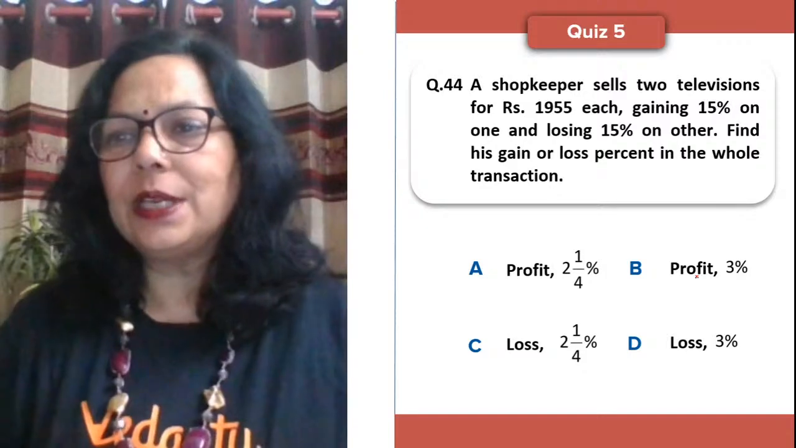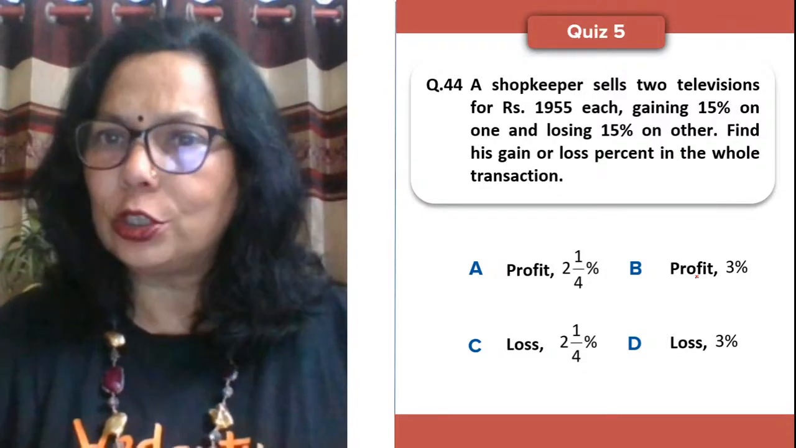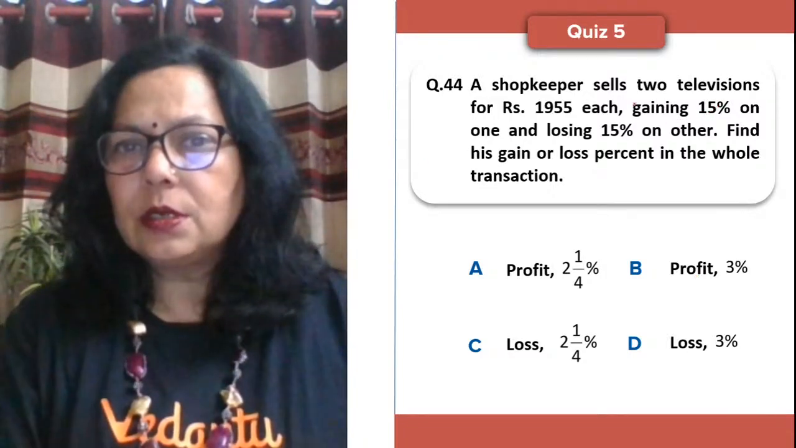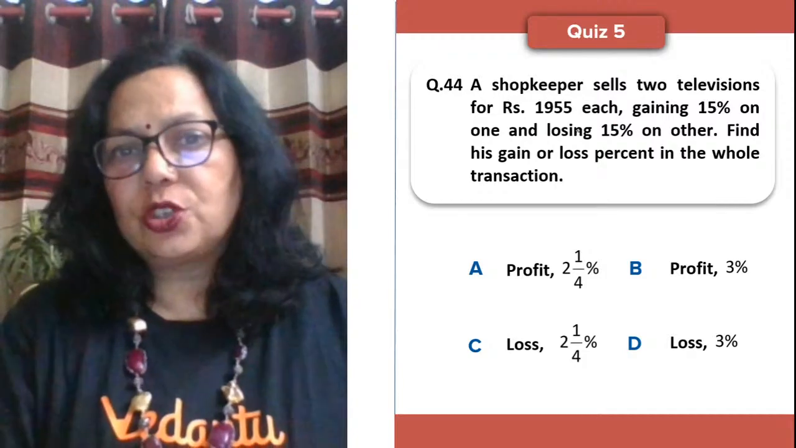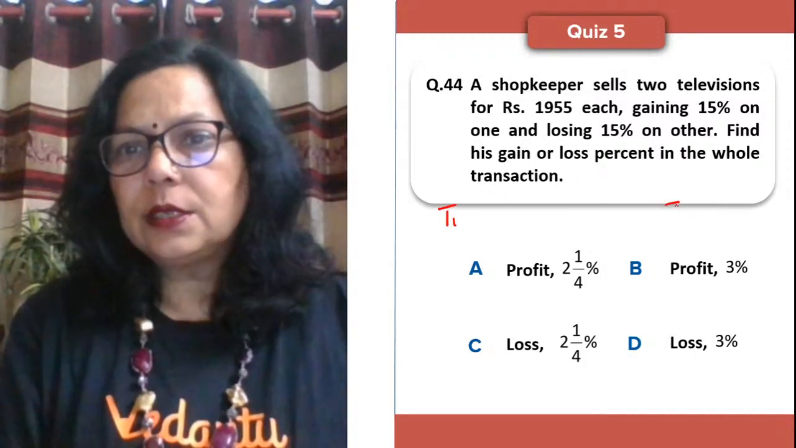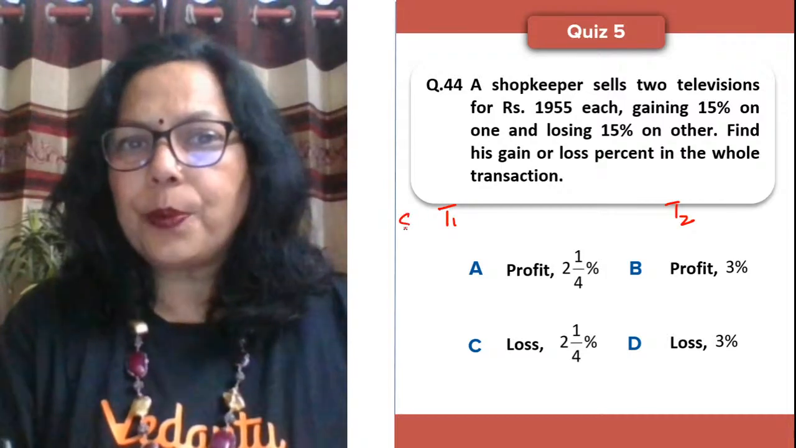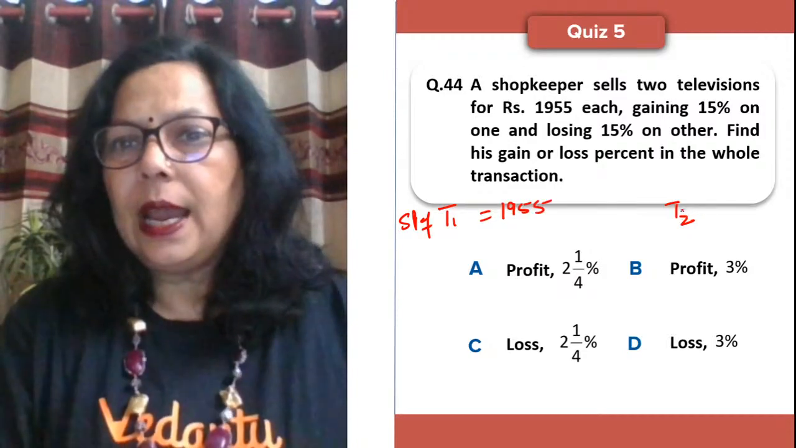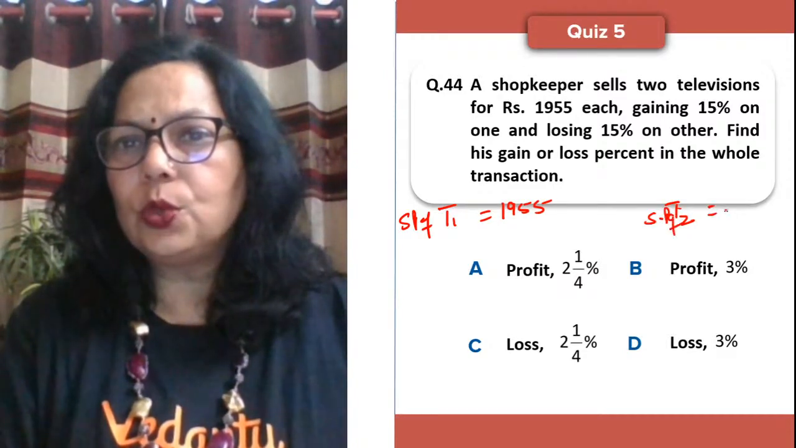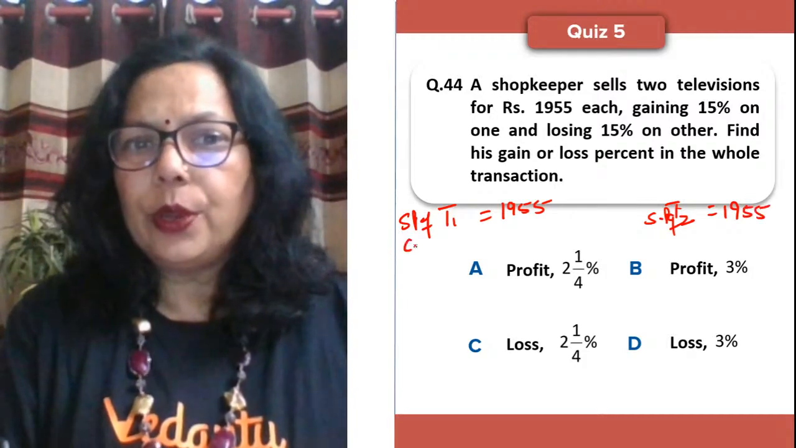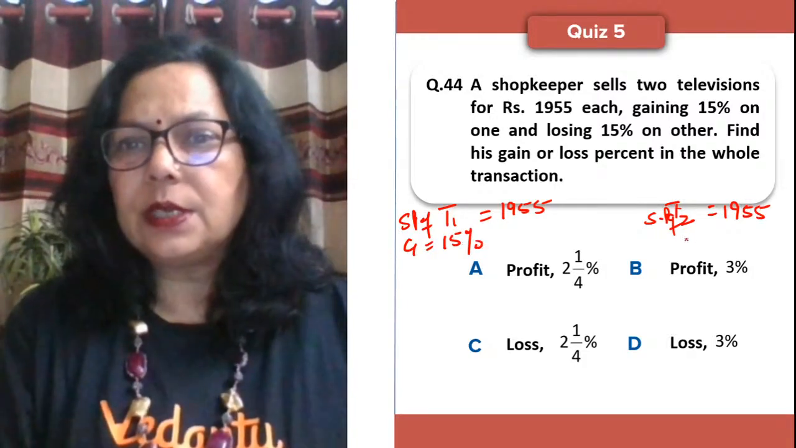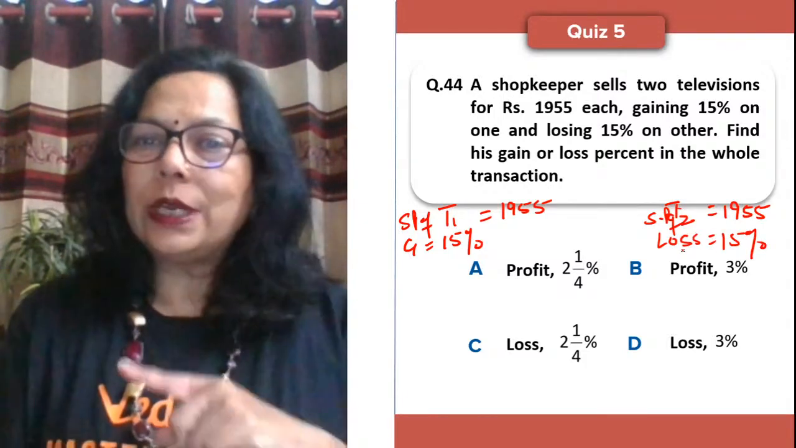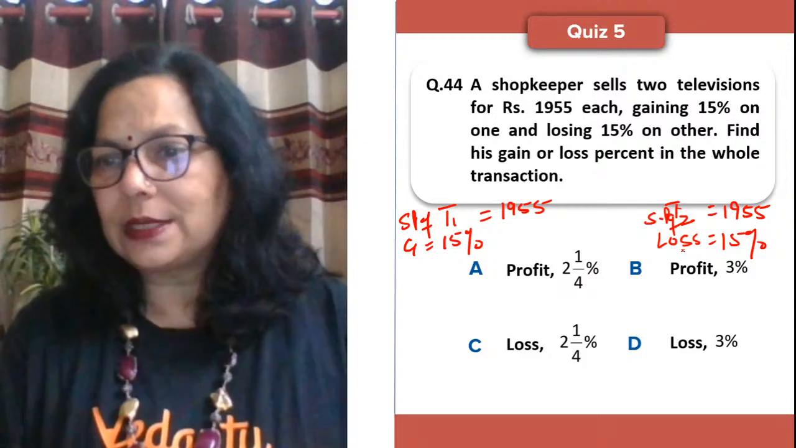Such a type of question is present in class 8, but it has been asked in the 7th IMO. Although the question is simple, a shopkeeper sells 2 televisions for rupees 1955 each. This is television 1, this is television 2. So the selling price of television 1 is 1955 and the selling price of television 2 is also 1955. Here the gain is 15% and here the loss is 15%. Find his total gain or loss in the whole transaction.